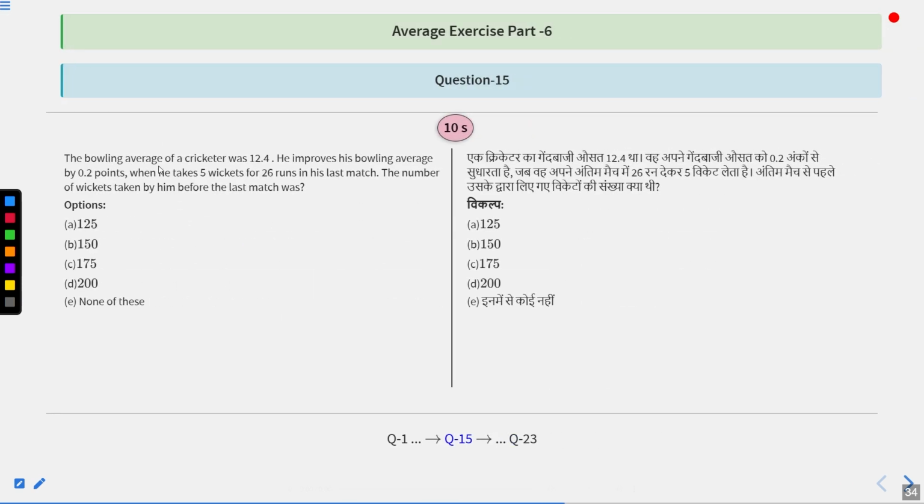The bowling average of a cricketer was 12.4. He improved his bowling average by 0.2 when he took 5 wickets for 26 runs in his last match. The number of wickets taken by him before the last match was. You have 5 options and 10 seconds to analyze the question. Your time starts now.